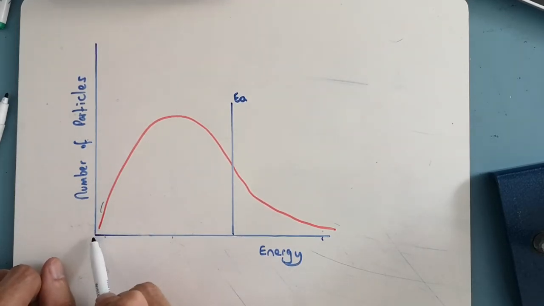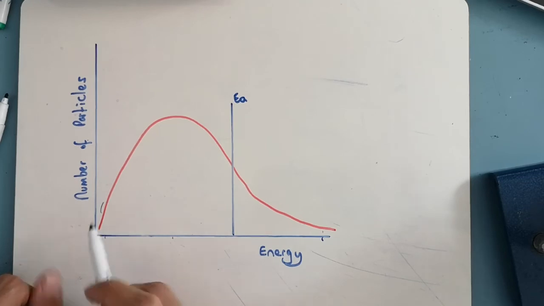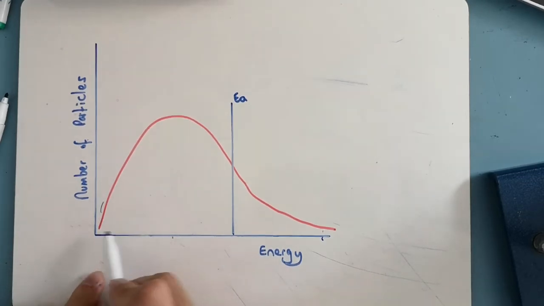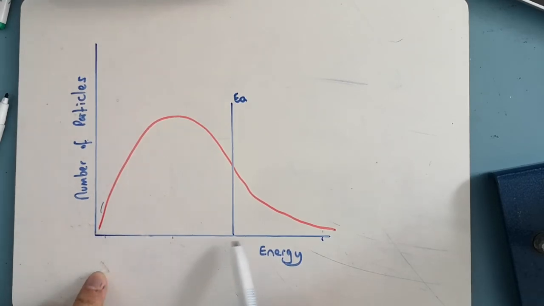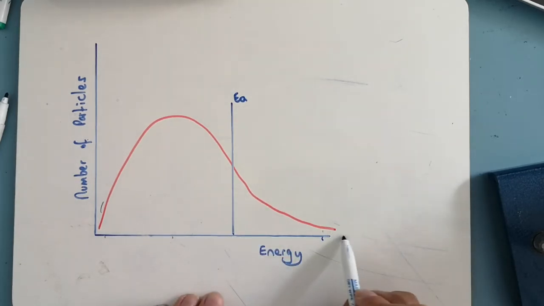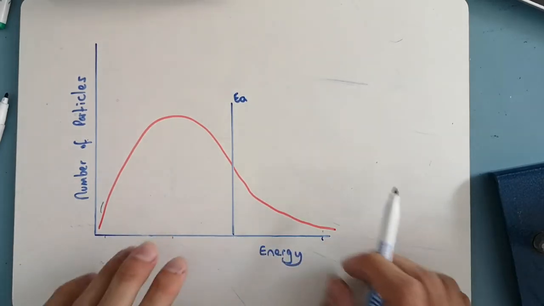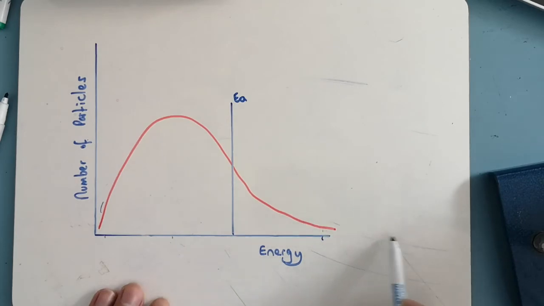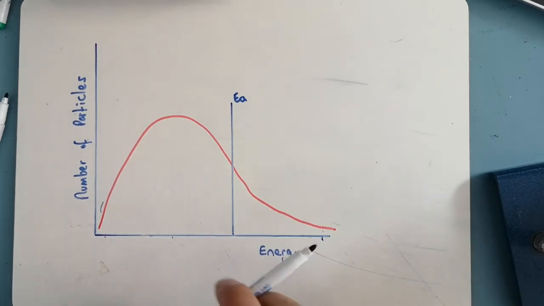It's not likely that any particle is going to have zero energy. At the temperatures we work at, if there's any temperature, there'll be none at zero. And also this line never fully gets down to the bottom because there's always the potential for particles to have higher and higher amounts of energy. So it just goes on and on and on forever without meeting the bottom of this line.